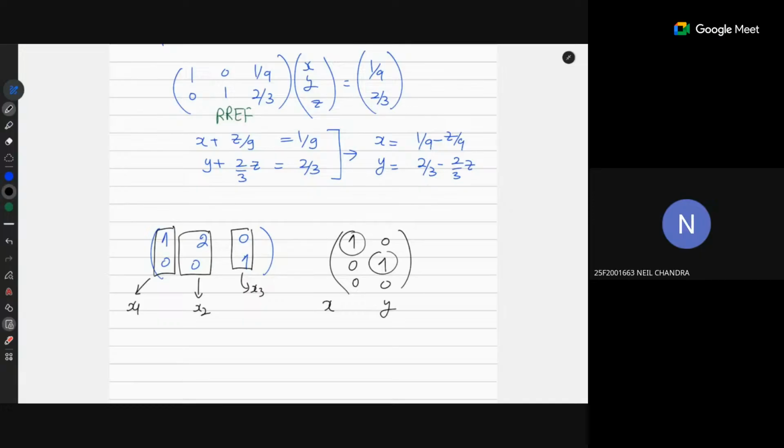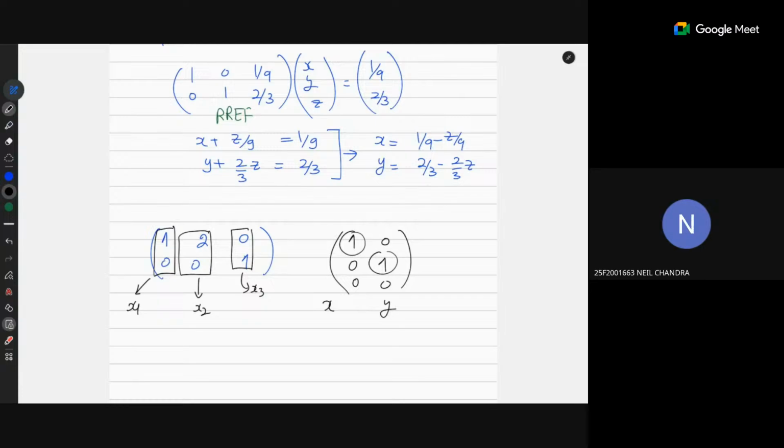So when in RREF there is at least one independent variable, then it will have infinitely many solutions. And an independent variable is the one which is not the leading entry. Like in this RREF, the two ones that we have, they are the dependent variables, and the other variables are the independent ones.